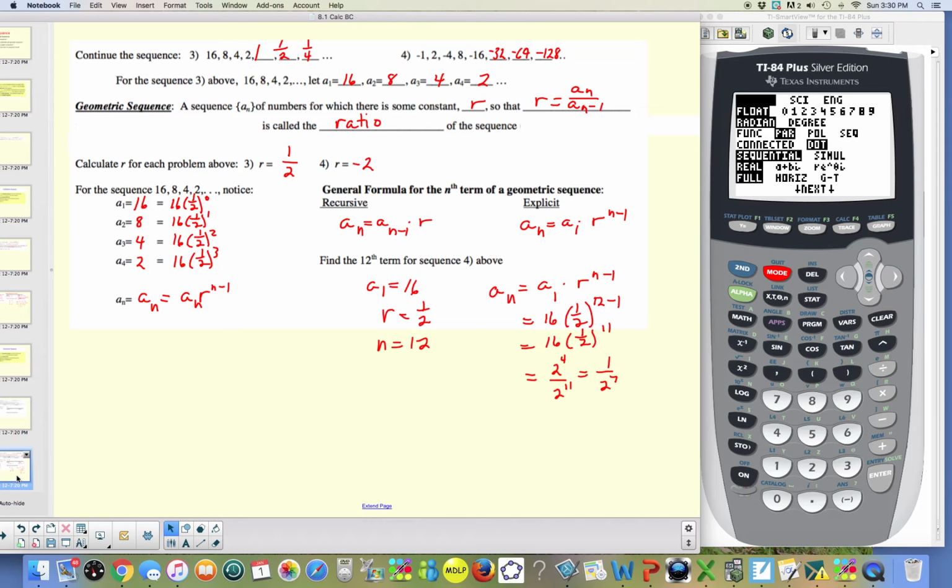The common ratio is the next term divided by the previous term, and this is called the ratio of the sequence. In recursive form, you would base it upon the previous term times that ratio. For the explicit form, you would take the first term and multiply by the ratio to some exponent determined by the term number that you want to get to.